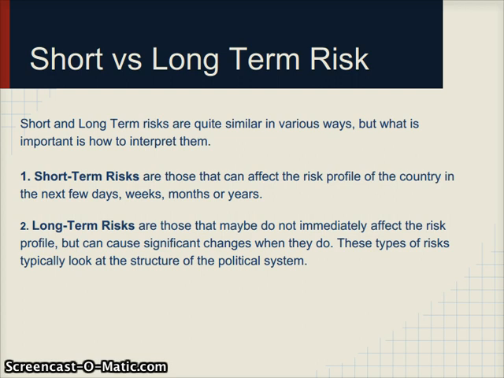one-party state to a multi-party state, or rising inequality leading to a very left-wing government which tries to redistribute the wealth of the economy. These types of risks typically look at the structure of the political system and are longer term in nature. So that's an overview of the difference between short and long-term risks and how you can categorize them over a time frame, and not only as a macro risk which affects the whole country or a micro risk which can affect a particular industry, but really through an intertemporal lens.